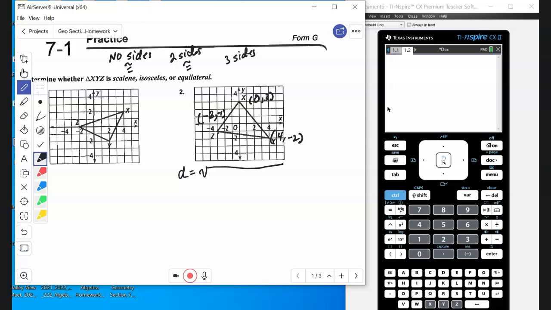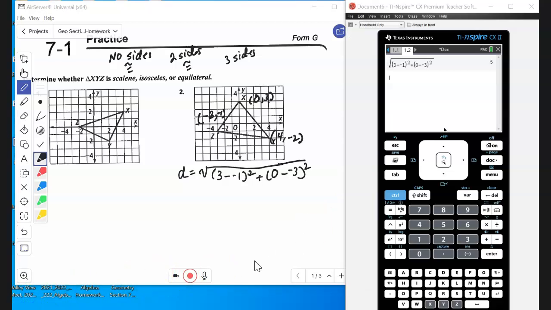So we have the square root of 3 minus -1, squared, plus 0 minus -3, squared. So that's going to be the distance from x to z. Once again, we have 3 minus -1 and then squared, and then we have 0 minus -3 and squared. So let's go ahead and type this into the calculator.